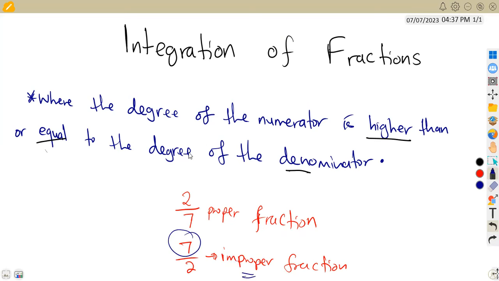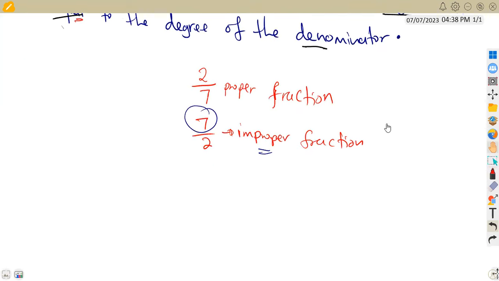But in terms of algebraic expressions, as long as the degree of the numerator is higher or equal, that one is an improper fraction. So we apply what is referred to as long division in order for us to integrate such types of fractions. I hope we understand this long division from our Mathematics N1 that we introduced, and Mathematics N3 also. So we can work from there so that we can understand the basics of the long division concept.